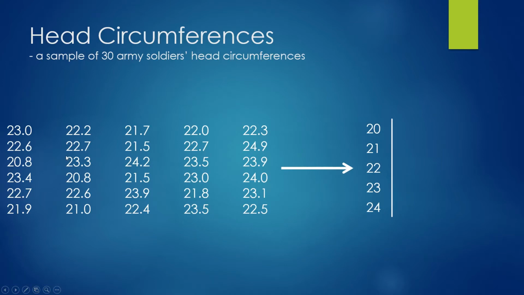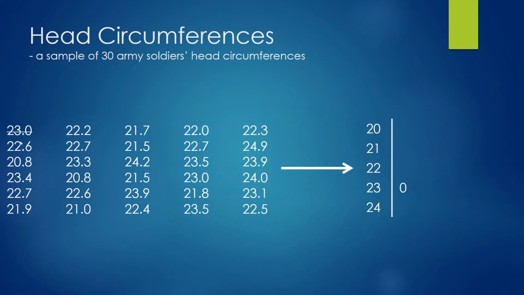Now, looking at our first number, 23.0. The 23 is going to serve as the stem, and the 0 is going to be what we call the leaf. So we're going to take a 0 and put it over here on the 23 row. So this would be interpreted as 23.0. Now you'll notice that I went ahead and struck through this value just to make sure we know we already used it and don't double count it.